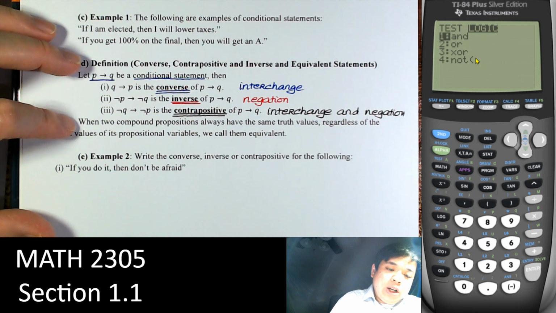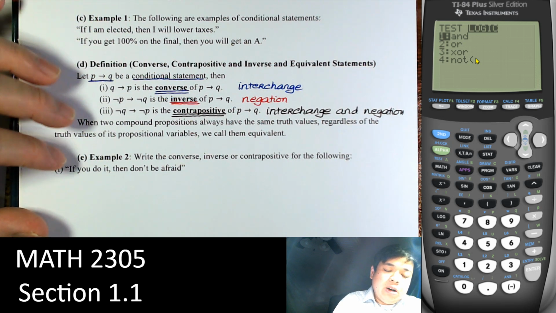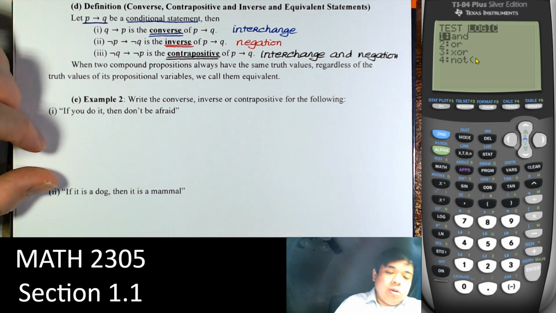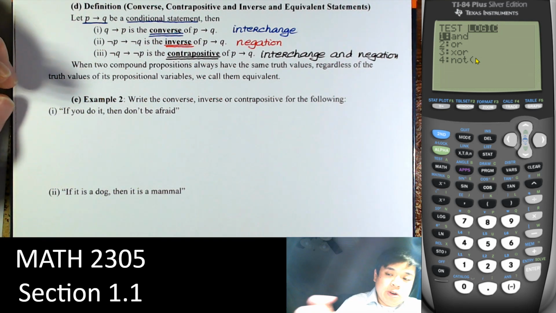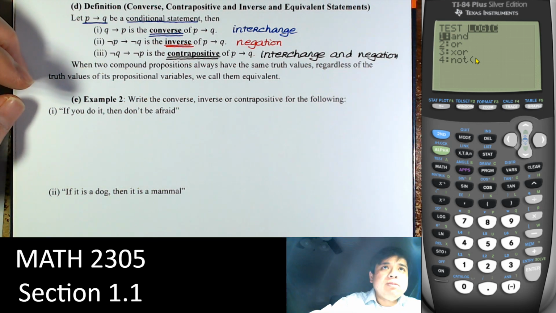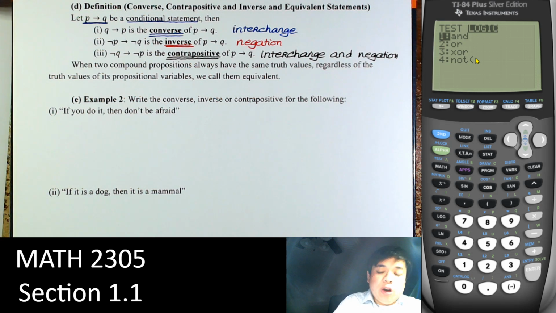Right. When two compound propositions have the same truth values, regardless of true or false, they are said to be equivalent. Right. So I'll work on some examples of those first. For example, if the original statement is if you do it, then don't be afraid.